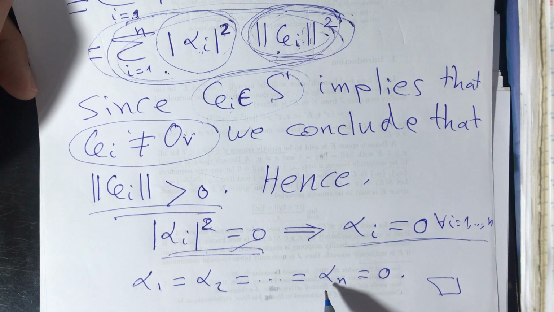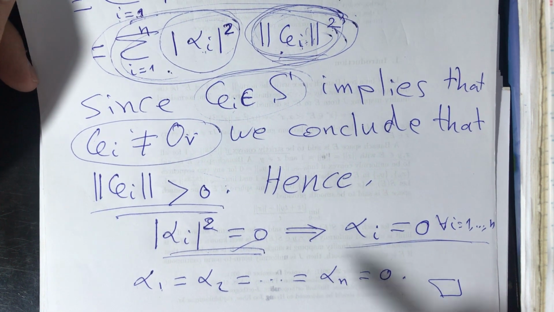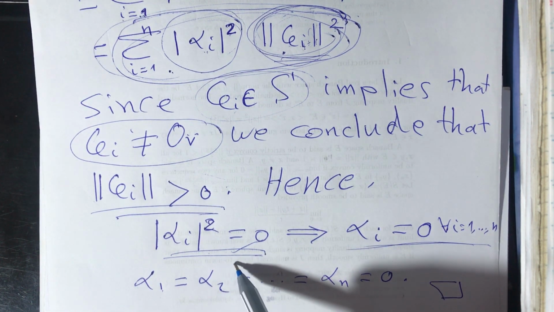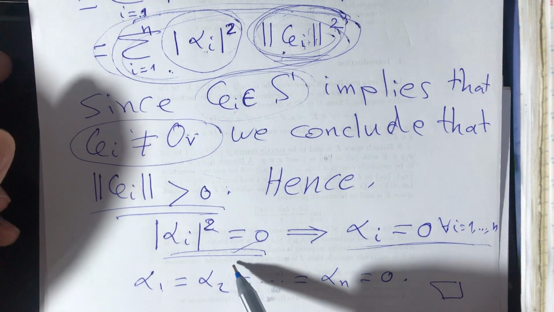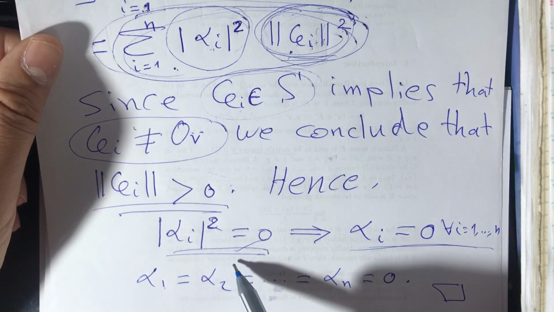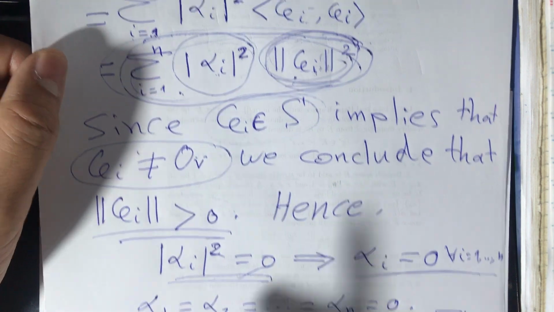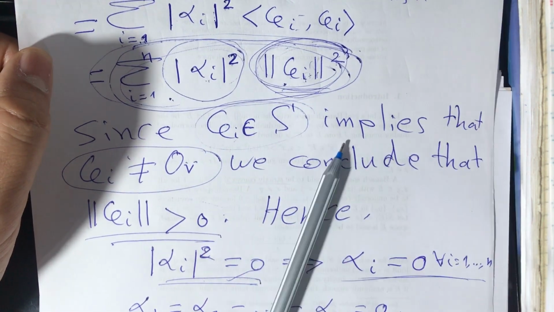So we conclude that the orthonormal system phi i is linearly independent.